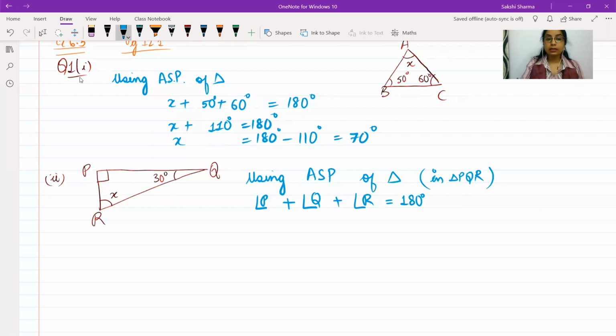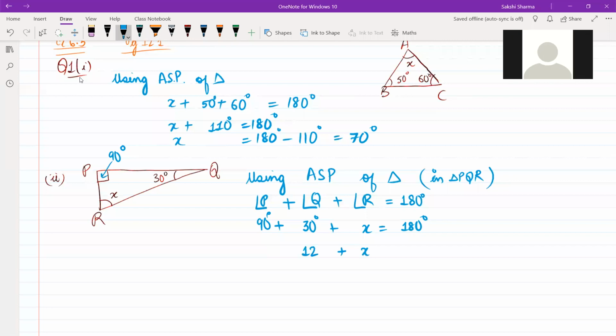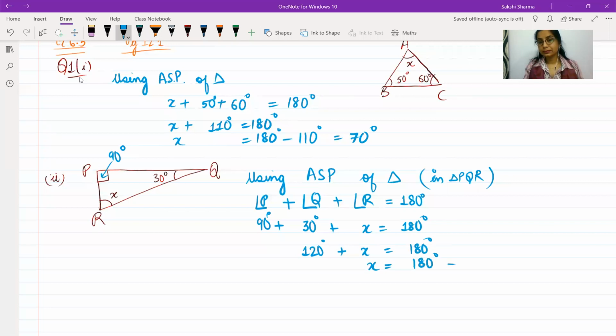Like in the second triangle, the name is PQR. I'm going to write down that the sum of the three angles is 180. So angle P plus Q plus R is 180. So what's the angle at P? This symbol represents 90 degrees. So the angle at P is 90 degrees. What's the angle at Q? Angle at Q is 30 degrees. And what's the angle at R? It is x. Yes, beta, you have to draw the triangle. So you will get the value as 60 degrees.